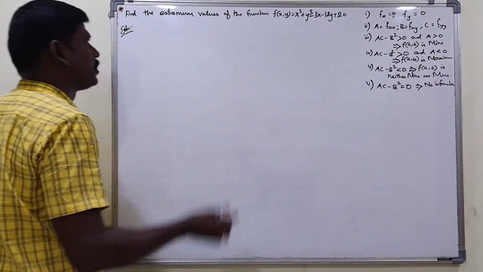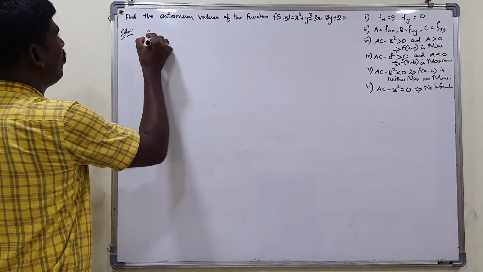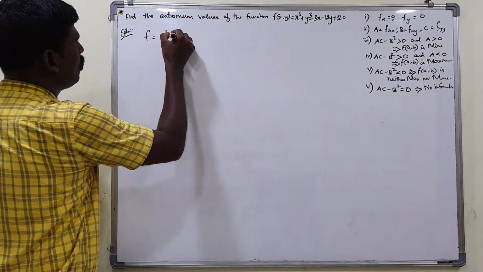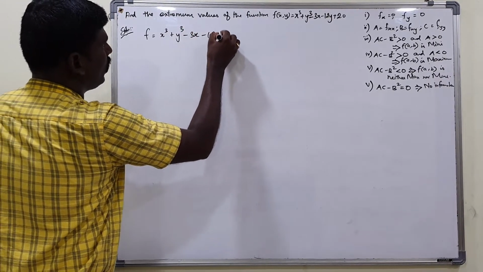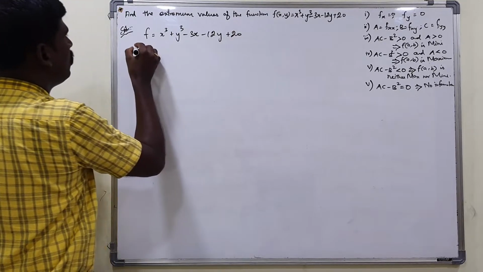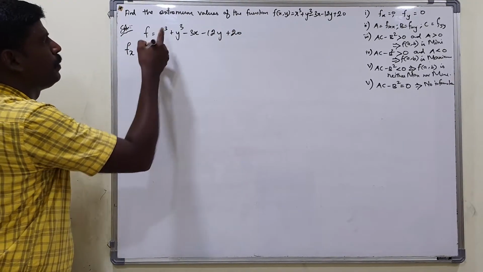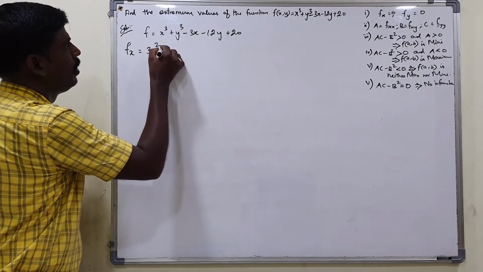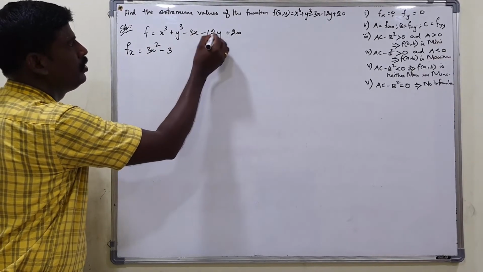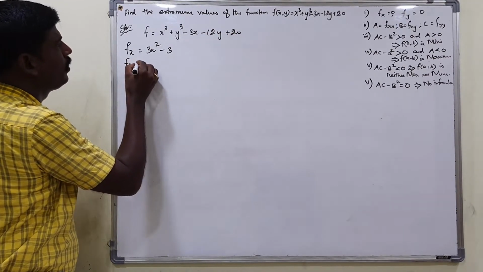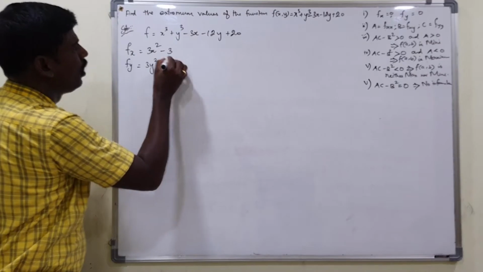We can find the maximum and minimum. First of all, we are going to find fx and fy. What is the given function f? That is x cube plus y cube minus 3x minus 12y plus 20. So directly go for finding fx, that means the partial derivative of f with respect to x. So 3x square minus 3. The y cube term becomes 0. Minus 3x becomes minus 3, and the rest are 0. And then what is fy? Fy is 3y square minus 12.